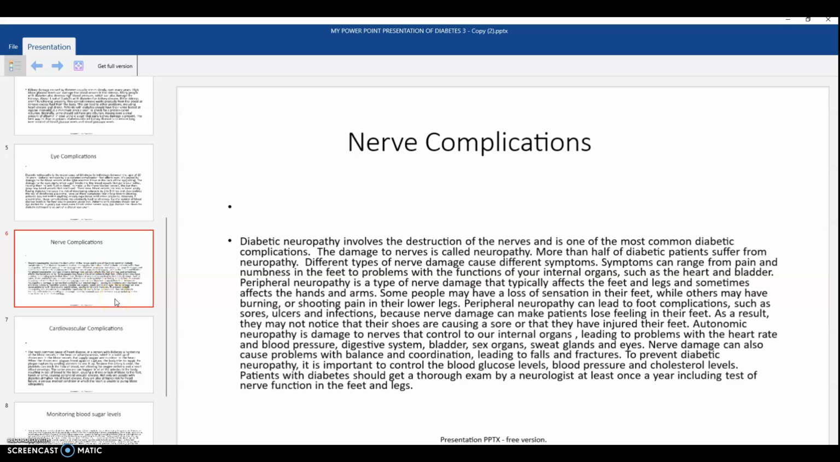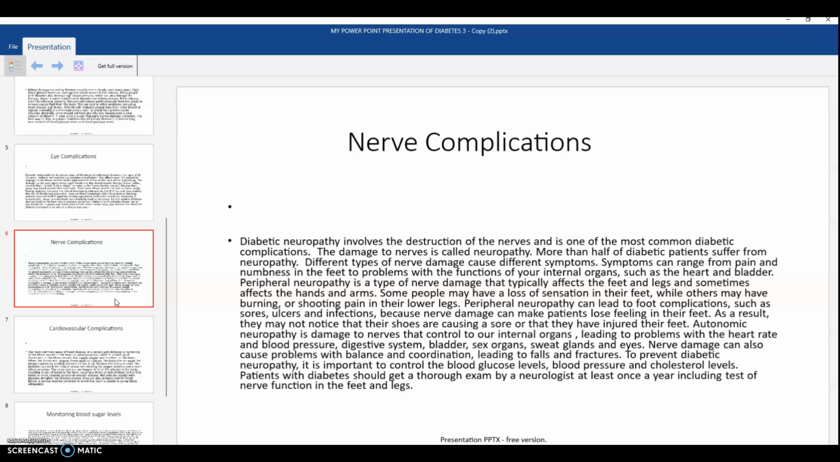So this nerve complication is a damage to the nerve, and it's called neuropathy. And patients suffer from neuropathy, and this neuropathy damage causes different symptoms that range from pain and numbness in the feet to problems with the function of your internal organs such as the heart and blood vessels. Some people may even have a loss of sensation in their feet, while others may have burning or shooting pain in their lower legs.